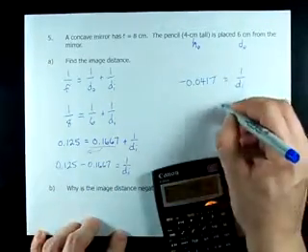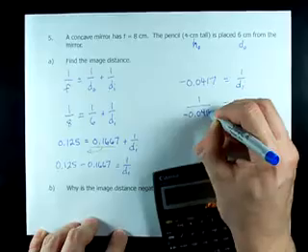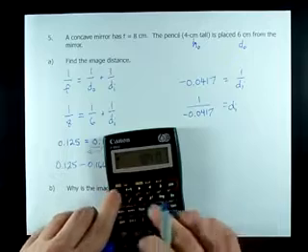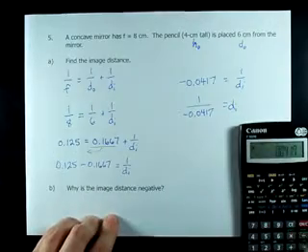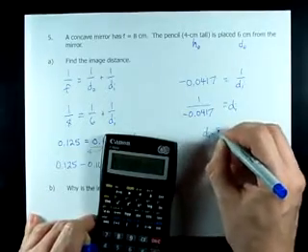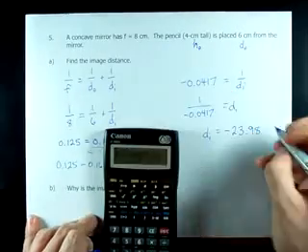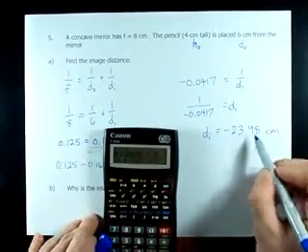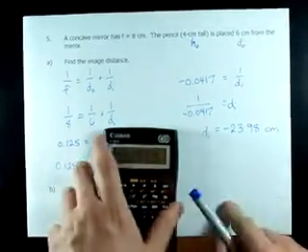And to solve for DI, all I have to do is do 1 over that other side. Remember, that's how you undo 1 over on this side. You do 1 over on that side. So 1 divided by 0.0417, and make sure it's negative, gives me 23.98. DI is negative 23.98. And the units are going to be centimeters. So what this means is that the image is going to be about 24 centimeters behind the mirror. The negative D means it's behind the mirror.